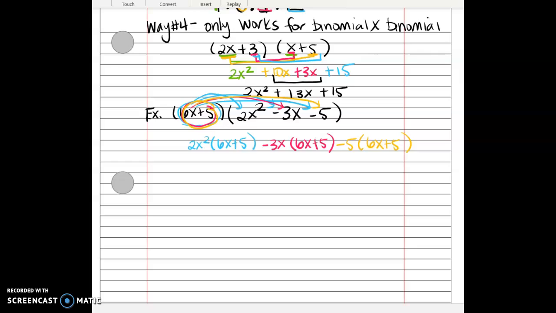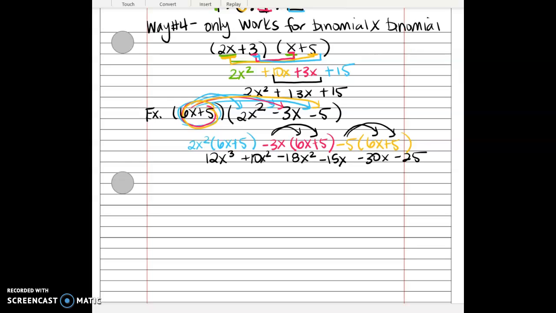So I end up getting 2x squared times 6x gives me 12x to the third power. 2x squared times the 5 gives me 10x squared. I have the negative 3x times the 6x, negative 18x squared. And then the negative 3x times the 5 gives me negative 15x. The negative 5 times the 6x, so negative 30x. And then the negative 5 times the 5, negative 25.